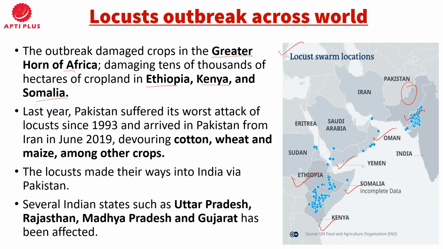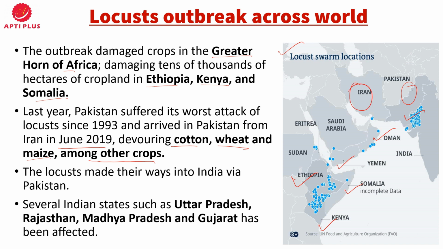Last year, Pakistan suffered its worst attack. Since 1993, there have been continuous attacks of locusts. Last year, they arrived in June 2019. The crops they affected are cotton, wheat, maize, and other major crops. Locusts made their entry via Pakistan, and they came to Pakistan from Iran.